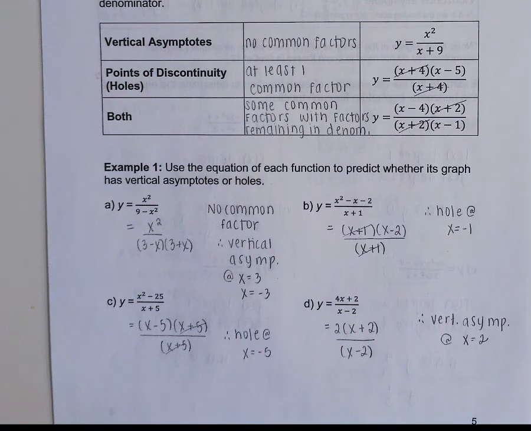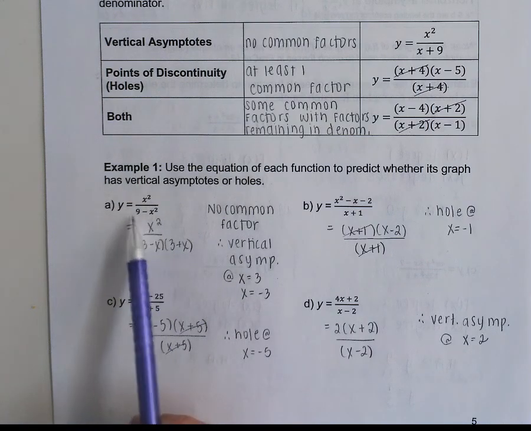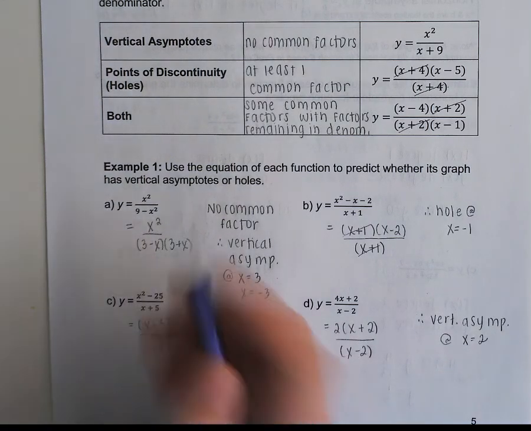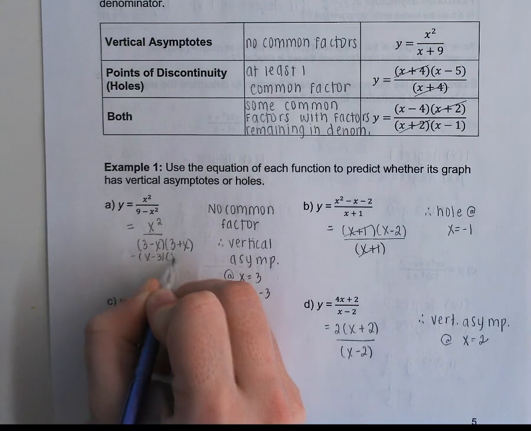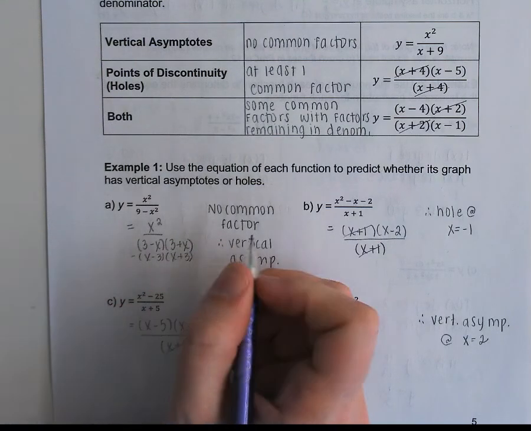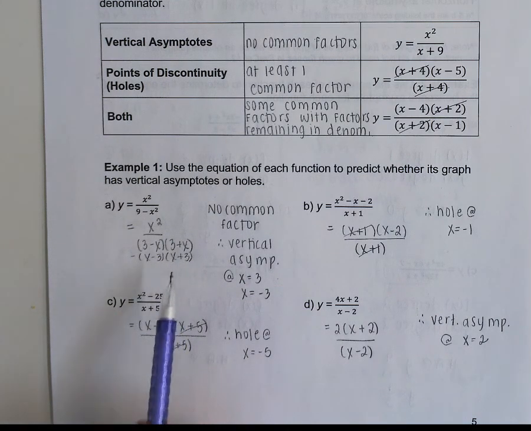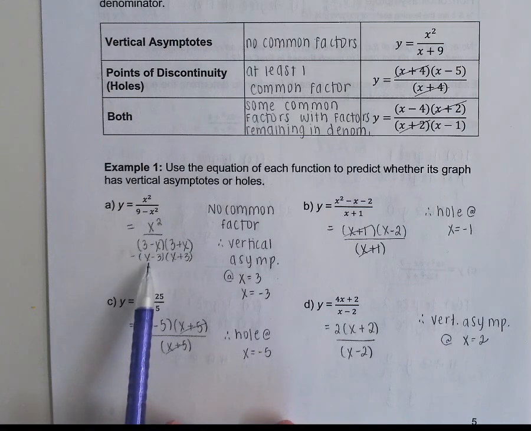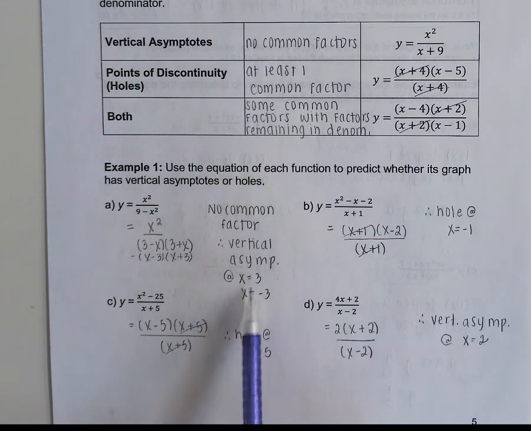The first thing that you always want to do is begin by factoring everything. You'll notice in this first example, the top can't be factored, but the bottom could be factored. This bottom, remember, could also be factored to this. That might look a little bit more familiar to you. These are the same. So in this function, we've got x cannot be 3 and x cannot be negative 3. There's no common factor on the top and bottom, so that means there are vertical asymptotes at x equals 3 and x equals negative 3.